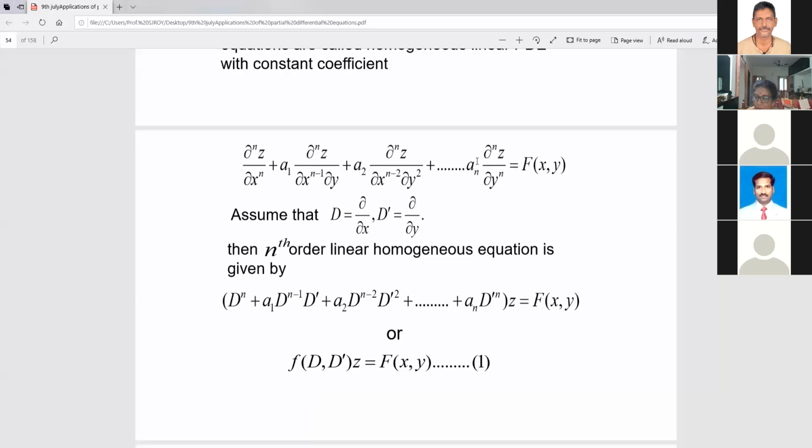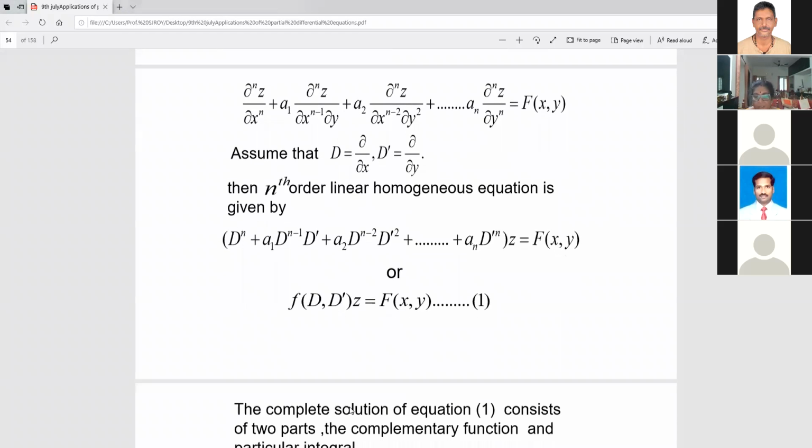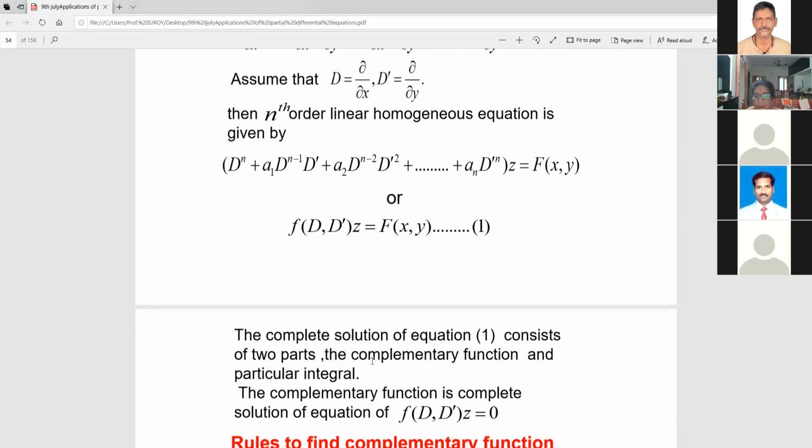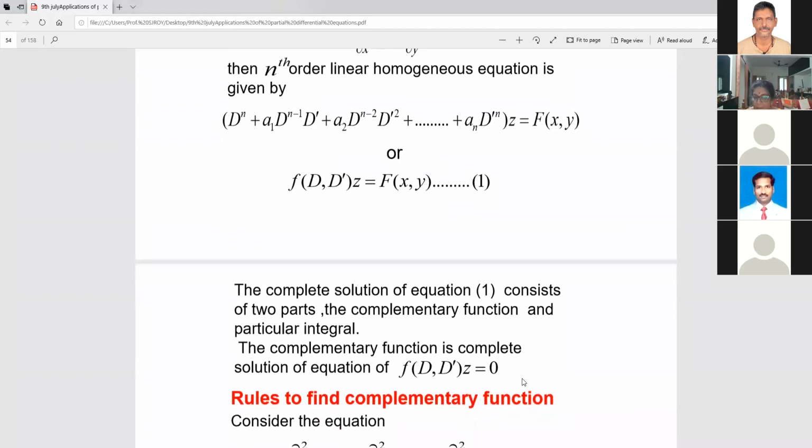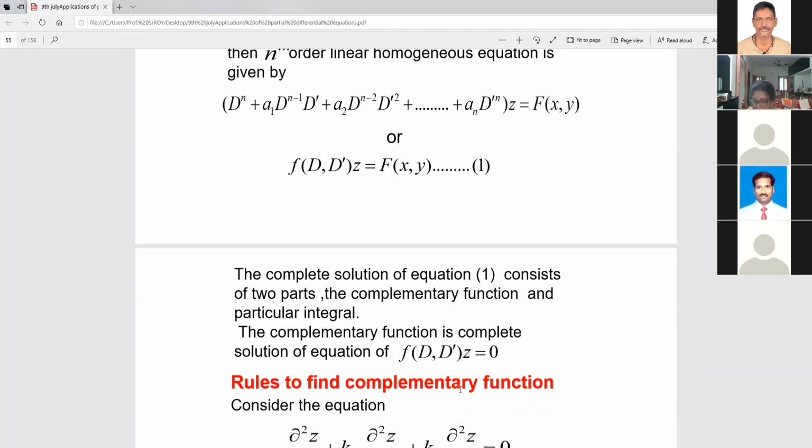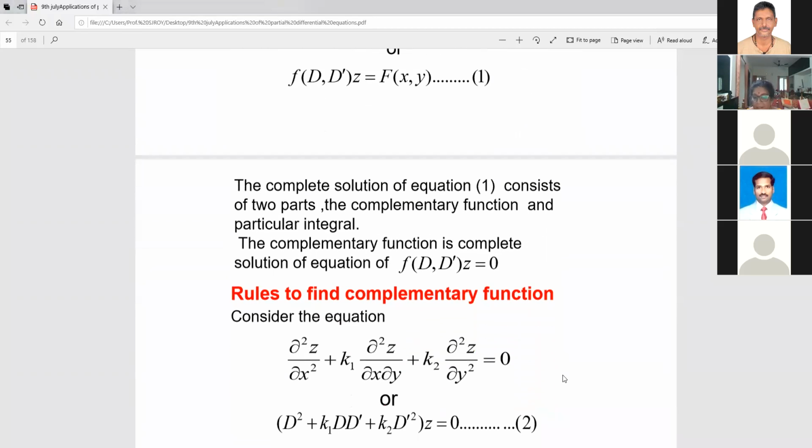Though you may have more than one order, it may start with second. Let us assume second order. If you have second order, we can factorize into two factors. Then we'll go for the derivation of whatever solutions we have. Let us see that: the complete solution of equation number 1. This is the most general one, and it consists of two parts: one is the complementary function and the other is the particular integral. Let us concentrate on this complementary function.